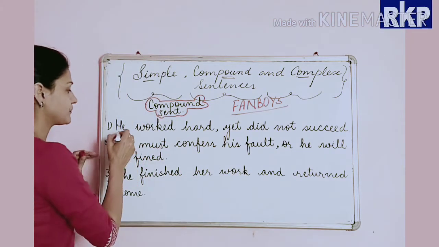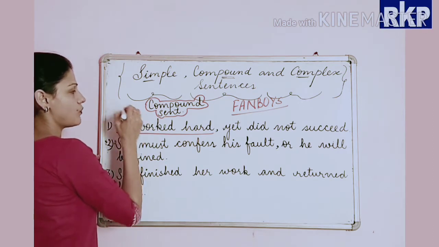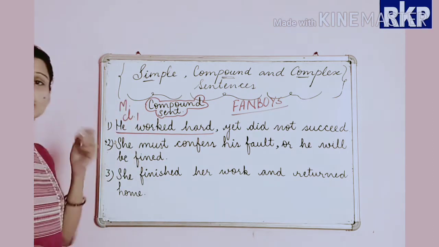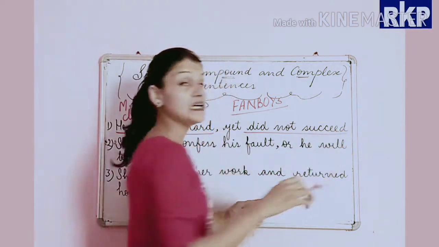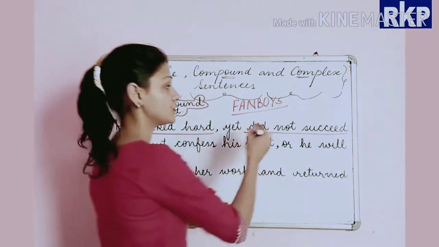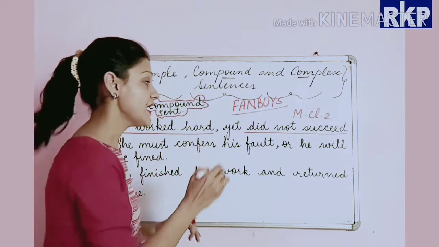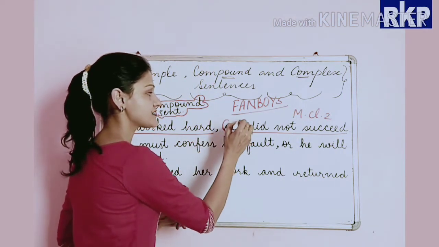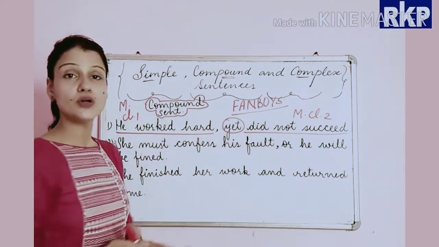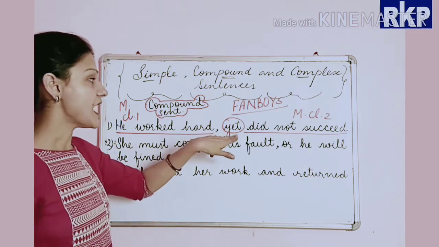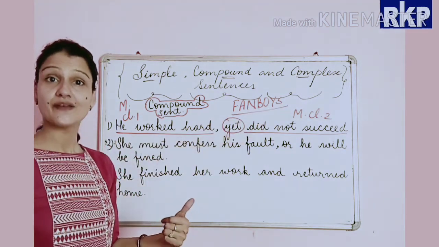So here beta, he worked hard. This is our clause one, and that too main clause, right? He worked hard and he did not succeed. So this is main clause two, okay? And here is our conjunction, which is joining both clauses, okay? And this is a coordinating conjunction, yet, right?